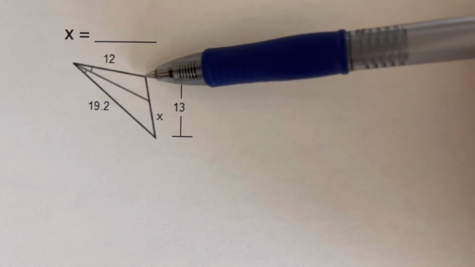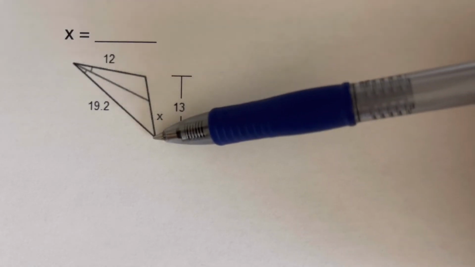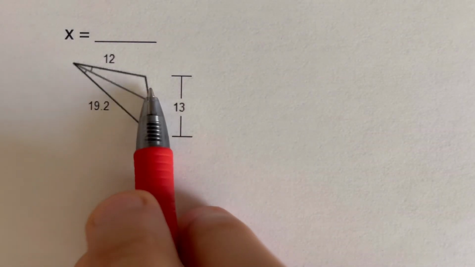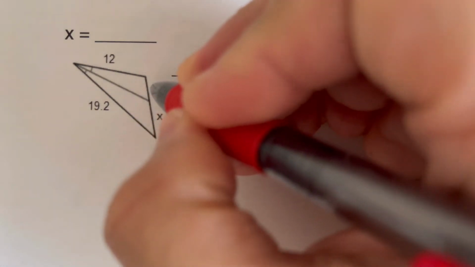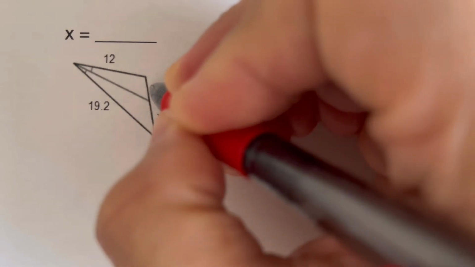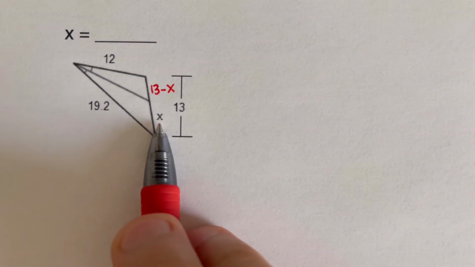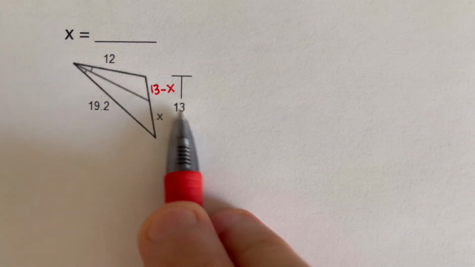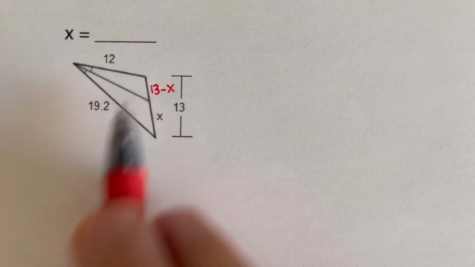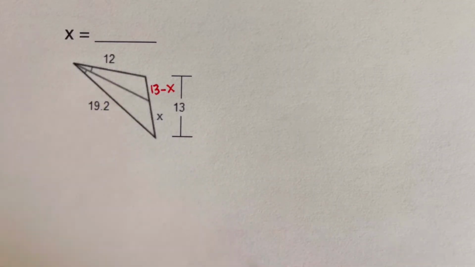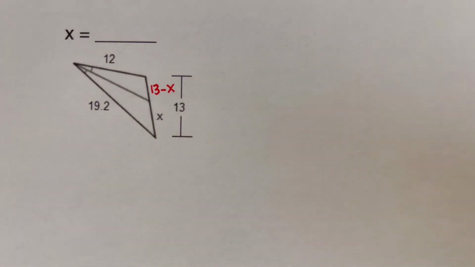However, we know that from this end to the other end is 13. We can therefore say that to get the measure for this, that would actually be the whole thing, which is 13 minus x. So whatever the value of x is, if we subtract it from 13, that is this measure right here. So we already have a label for both of these segments here, so we can set up the equation.